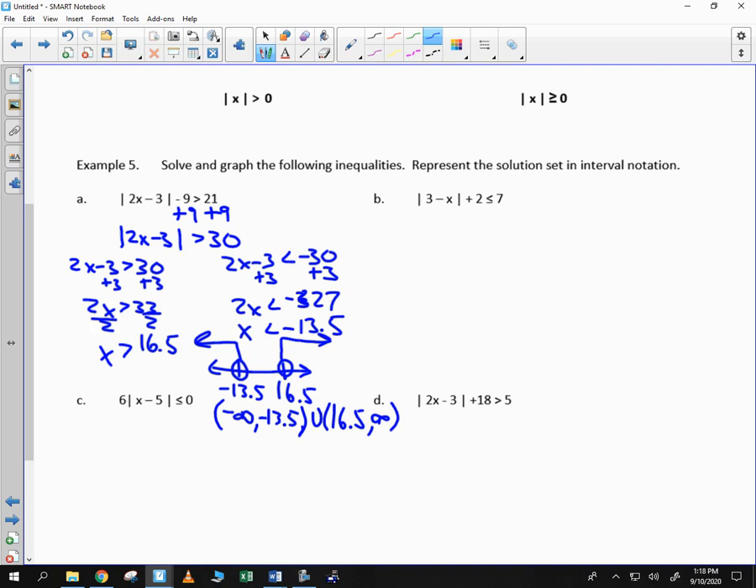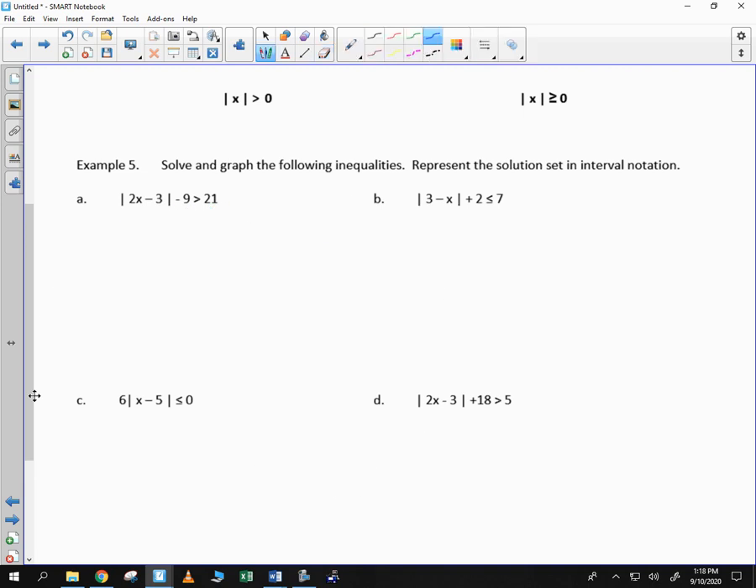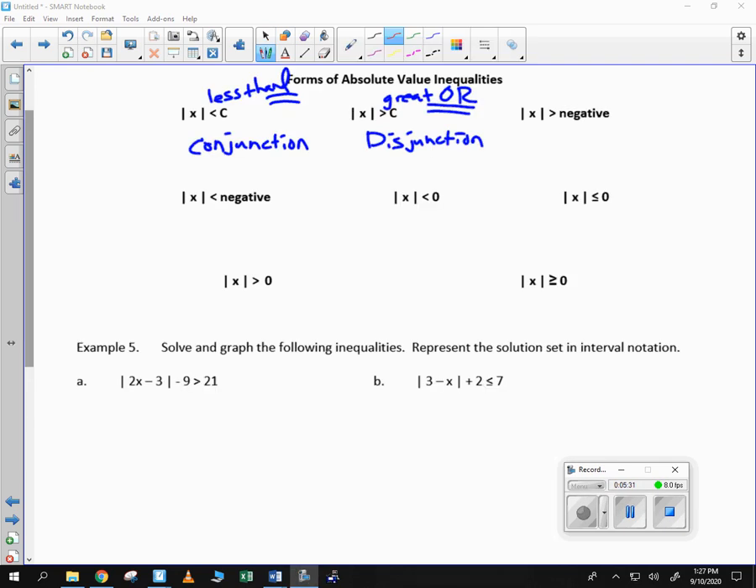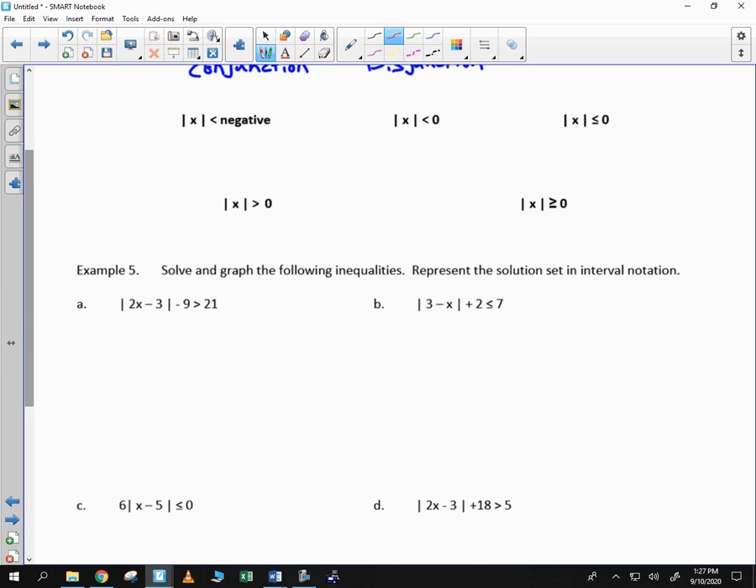We're going to look at another one here that involves absolute value. I'm going to press pause. It won't seem very long for you guys because the video will pick right back up, but I need to help somebody real quick. All right, so I'm back.